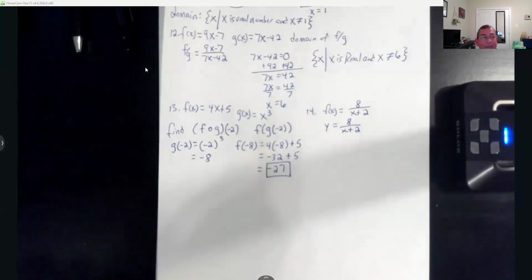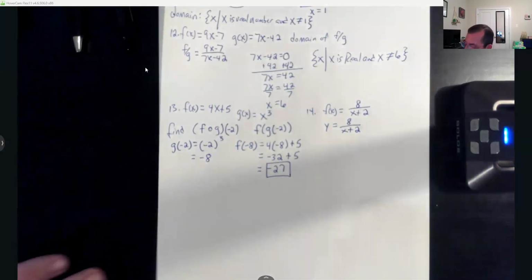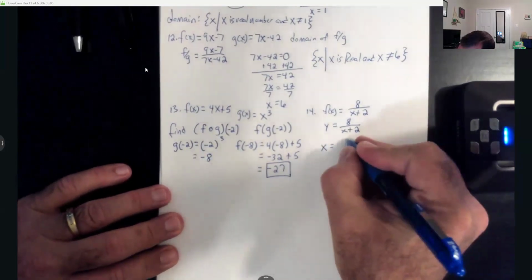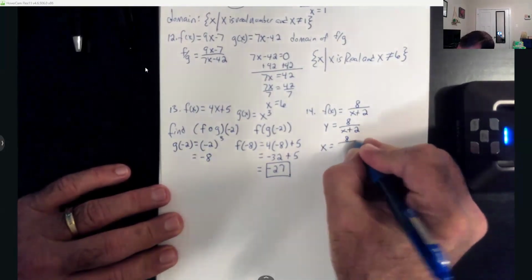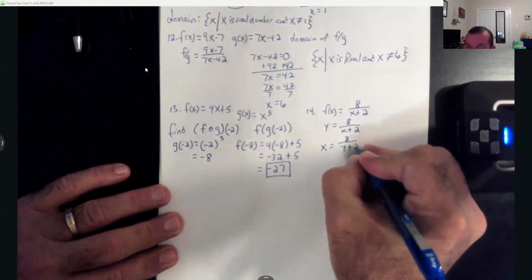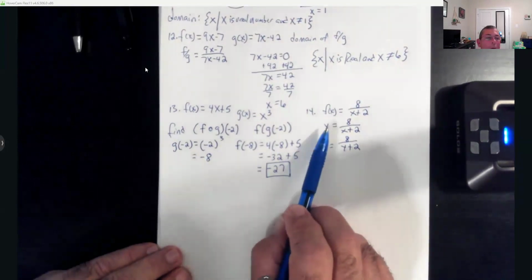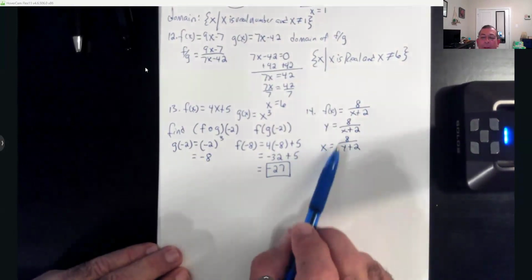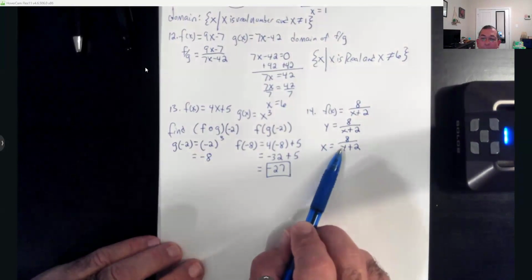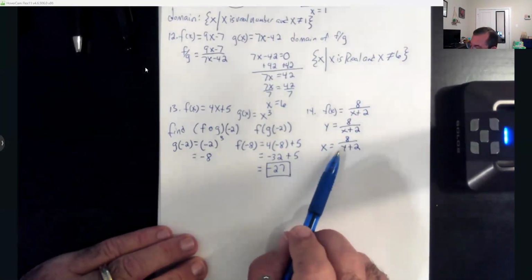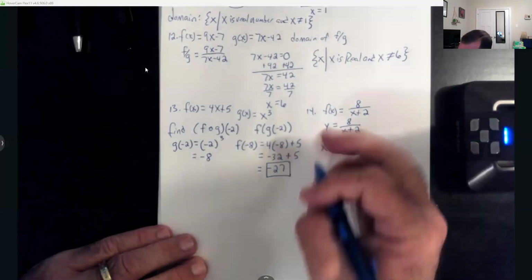Remember, since it's an inverse, at this point I switched the x and y. That'll give me x equals 8 over y plus 2. So y'all remember, replace the f of x with a y, then switch them. And at this point, we're going to solve for the y. So usually what I do to solve this one, I'm going to multiply both sides by y plus 2.